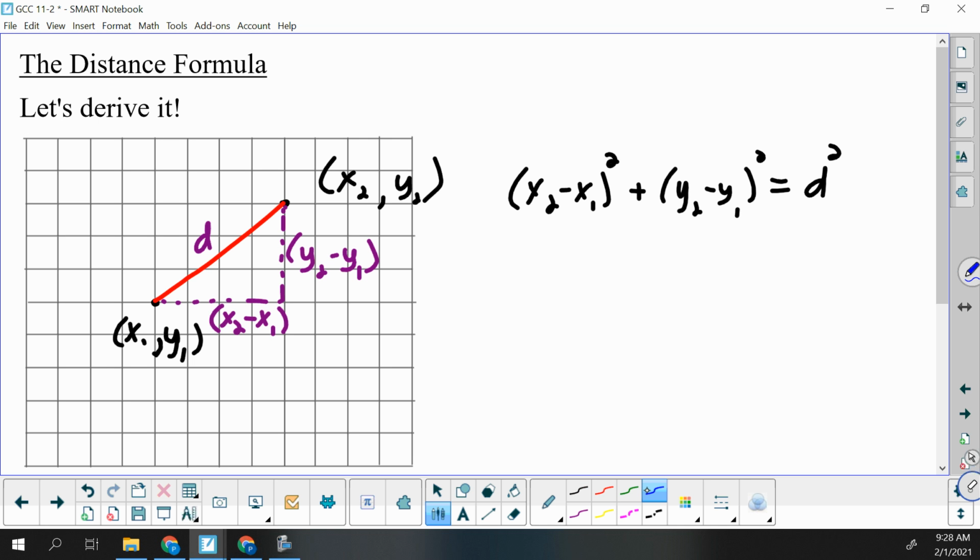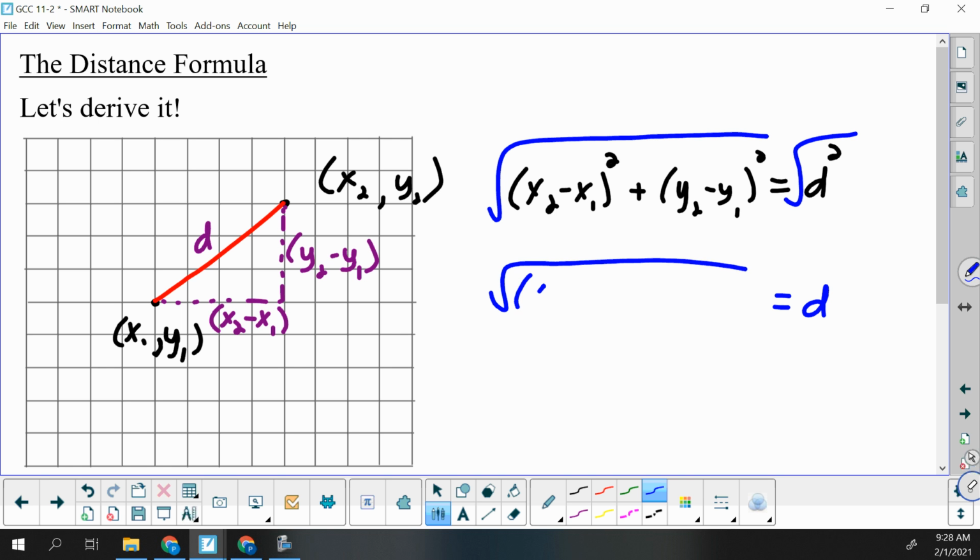Well, we want to know what d is, so let's get d by itself. We'll just take the square root of both sides. So d is just equal to the square root of x2 minus x1 squared plus y2 minus y1 squared. And this is what's called the distance formula. The distance formula allows you to find the length or the distance between any 2 points, and it's just coming from the Pythagorean theorem.